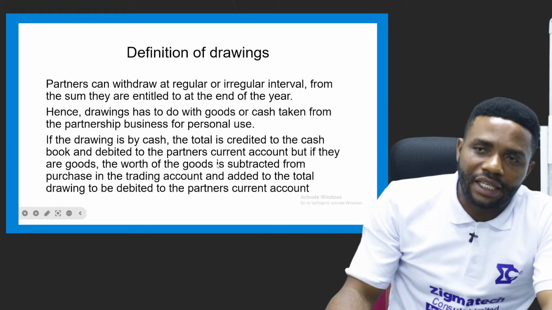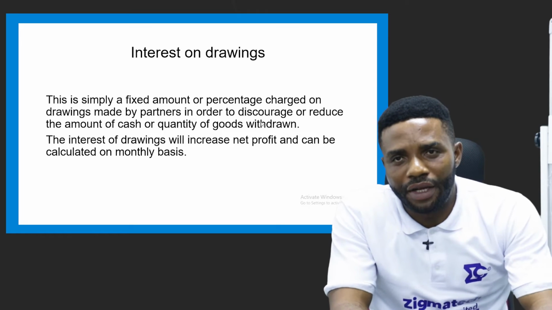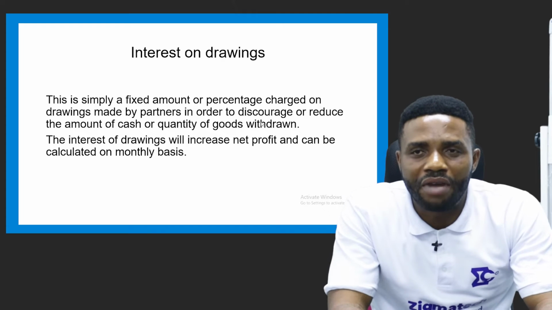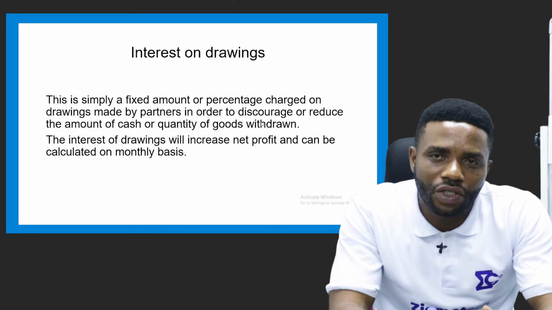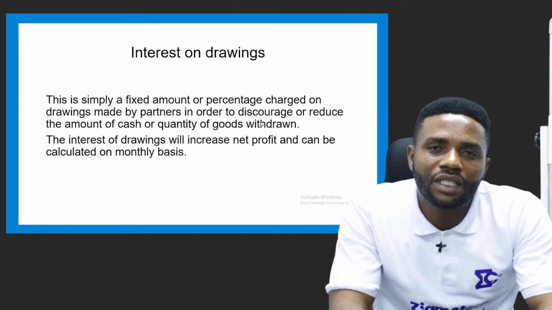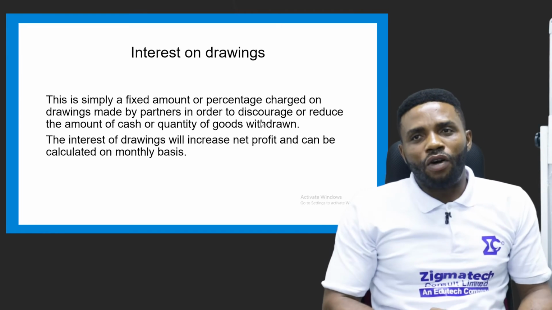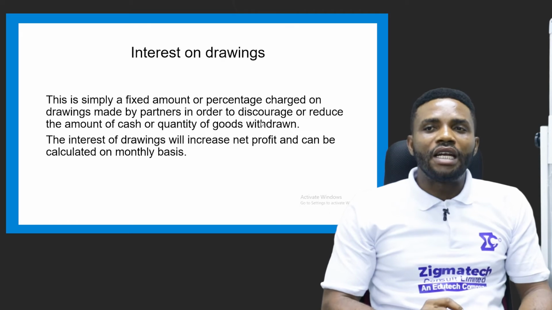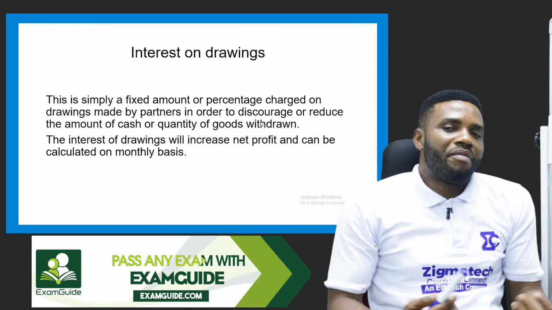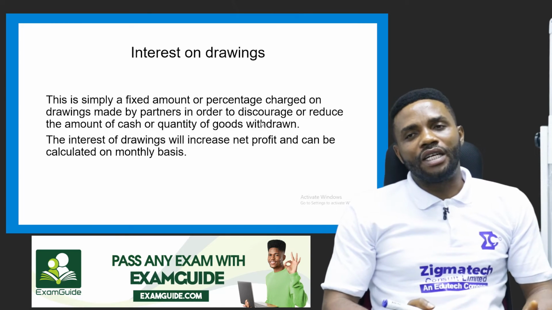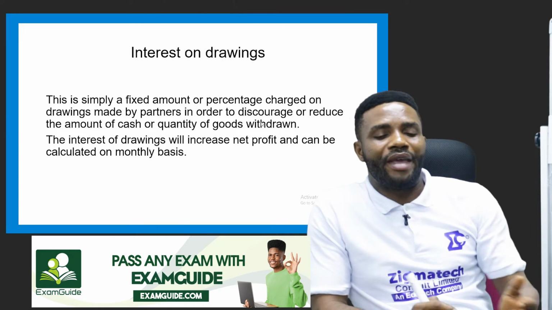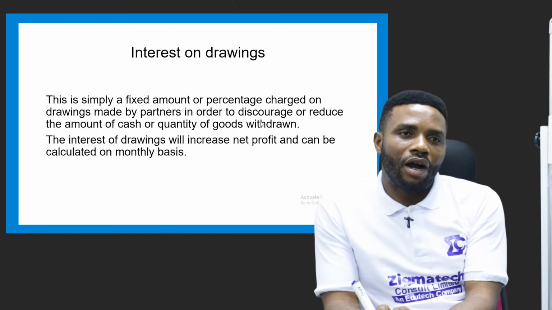All right, let's look at the interest on drawing. The interest on drawing is simply the fixed amount or percentage that is charged on drawings made by partners in order to discourage or reduce the amount of cash or quantity of goods withdrawn. The interest on drawing will increase net profit and can be calculated on a monthly basis. The interest that is accruable from drawings can be added to the profit to increase our profit.